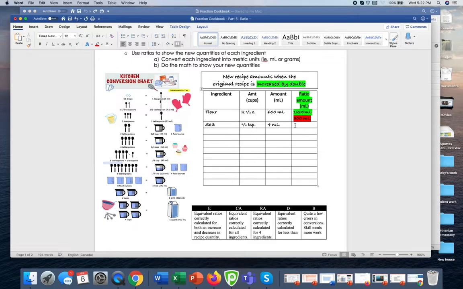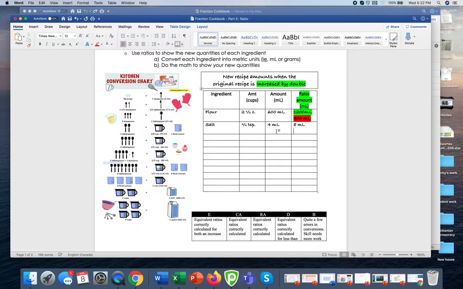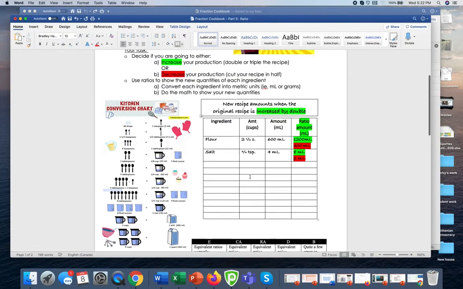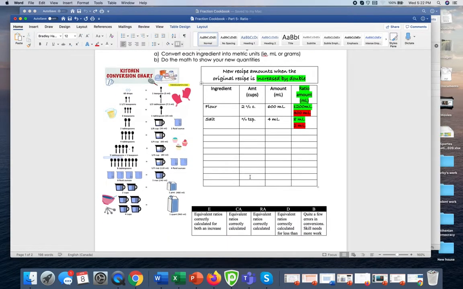Then if I'm doubling it, of course my magic number would be times by 2. So my new one, if I'm doubling my recipe, would be 8 milliliters. If I'm going to do half, then I would divide by 2. So 2 milliliters. Hopefully that makes sense. So if you are shooting for an E level, you would fill in the whole chart by doing both directions. Good work. This is due tomorrow. Have fun.